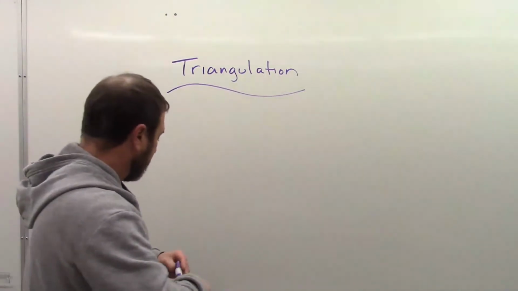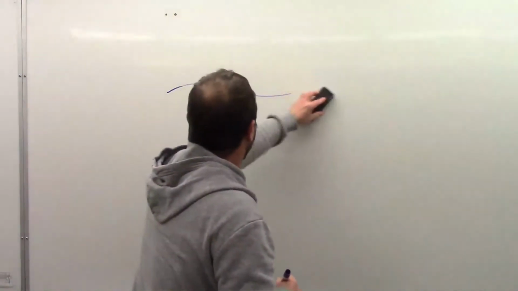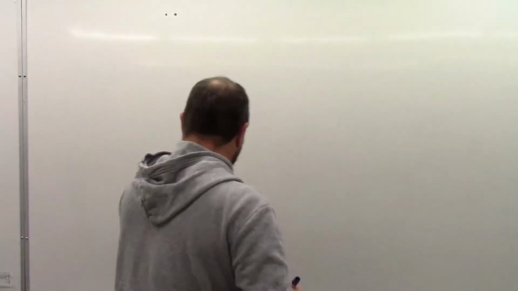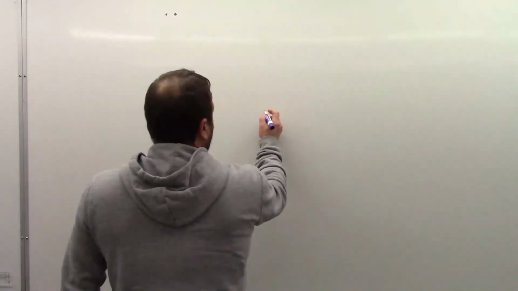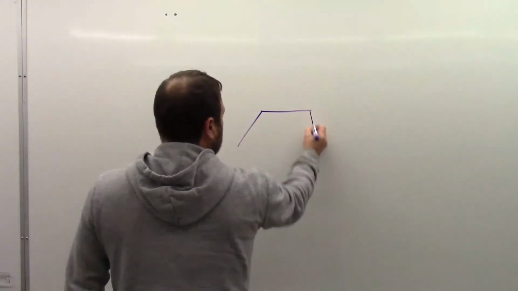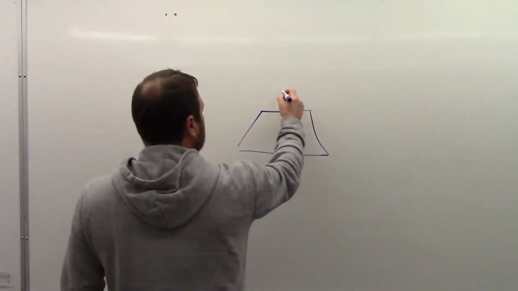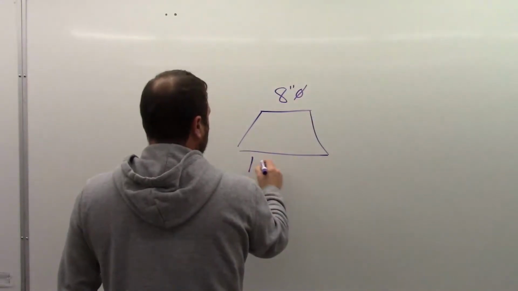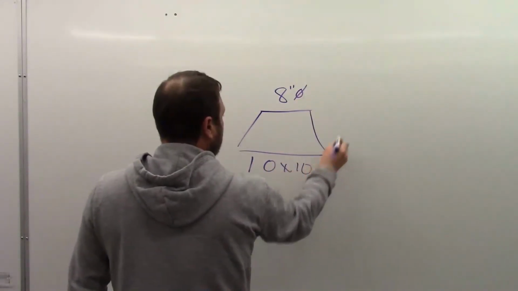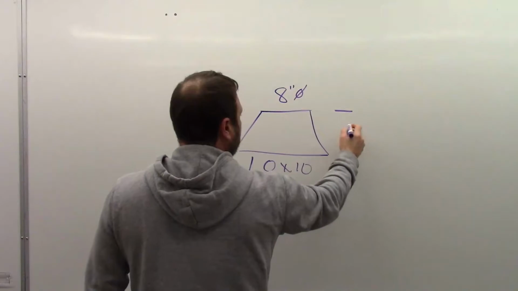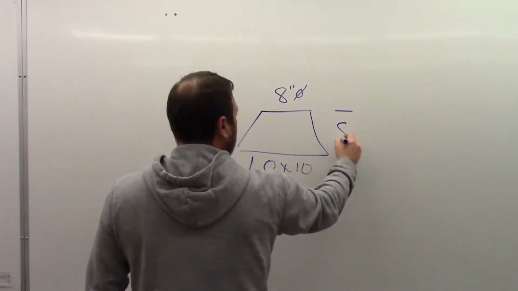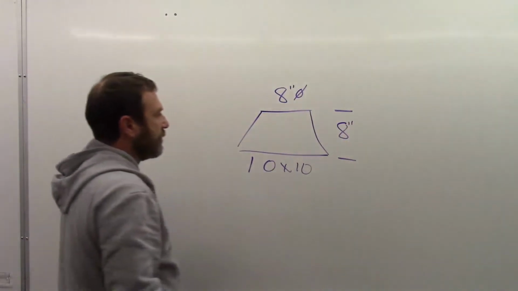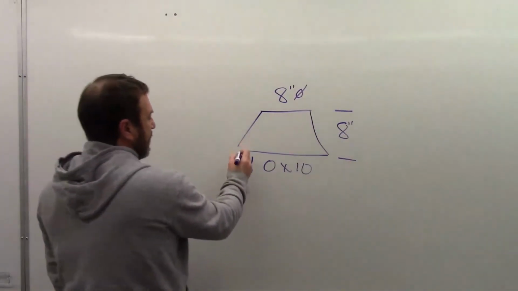We know we're triangulating from plan view. I'm just going to sketch a squared round here. Let's go 8-inch diameter and 10 by 10 with a height of 8 inches.